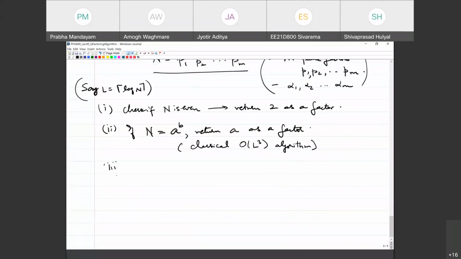And then you pick some number between x and n minus 1 and check if the GCD is something non-trivial, right? So if the greatest common divisor is something which is not 1, then you can return that GCD as a factor.